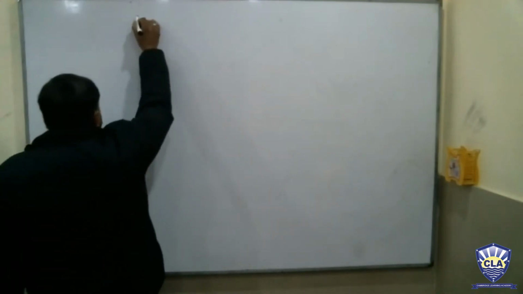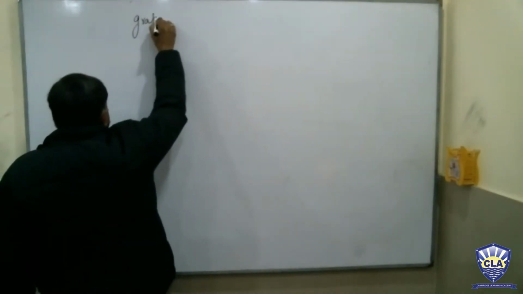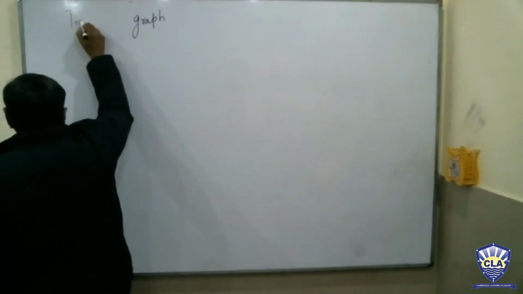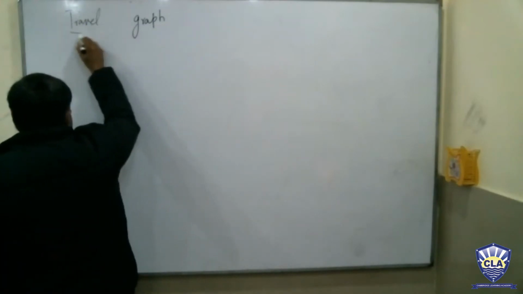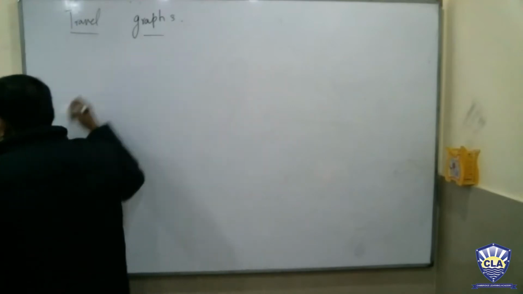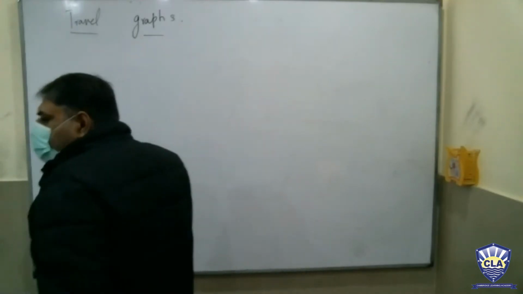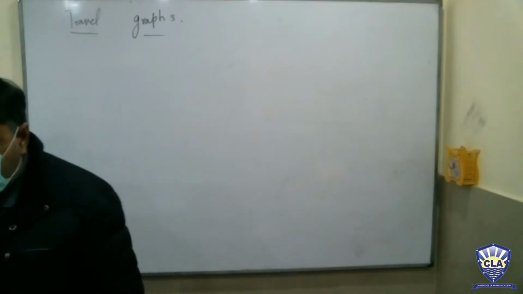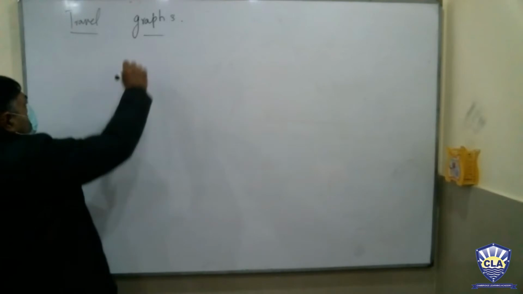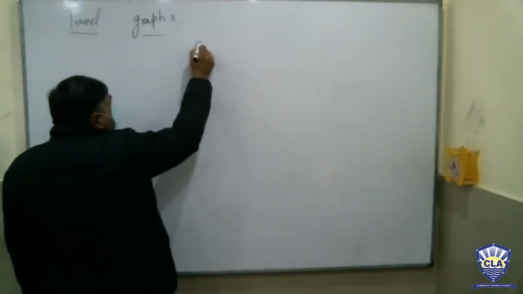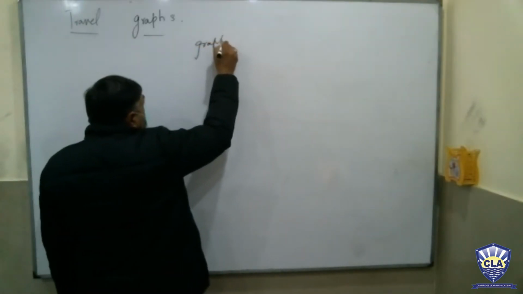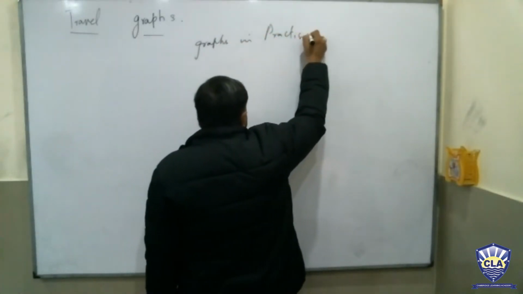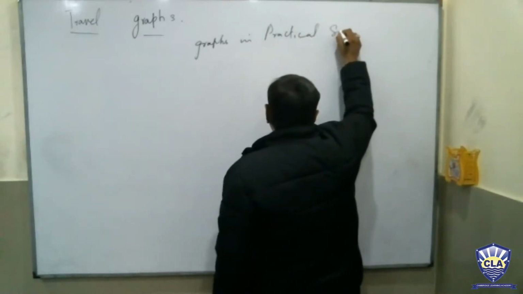Graphs in practical situations. What do we call this? Travel graphs. Speed time graph and velocity time graph. Graphs in practical situations.